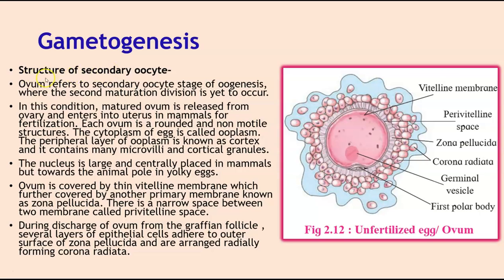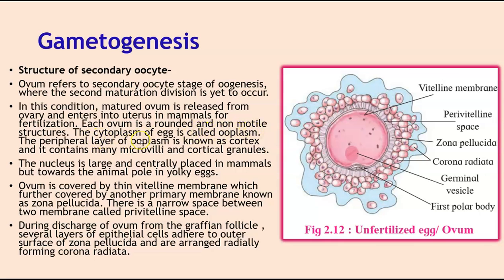Now students, let us have a look at the structure of the secondary oocyte. Ovum refers to the secondary oocyte stage of oogenesis, where the second maturation division is yet to occur. In this condition, the matured ovum is released from the ovary and it enters the uterine tube in mammals for fertilization. This here is the image of the unfertilized egg or the ovum, which is also called our secondary oocyte. Each ovum is rounded and is a non-motile structure.